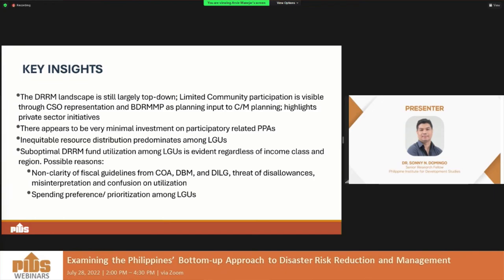There is suboptimal DRRM fund utilization among LGUs. So regardless as to whether an LGU is rich or poor, or classified differently, there is the consistent evidence of suboptimal utilization of what is available to them DRRM fund wise.